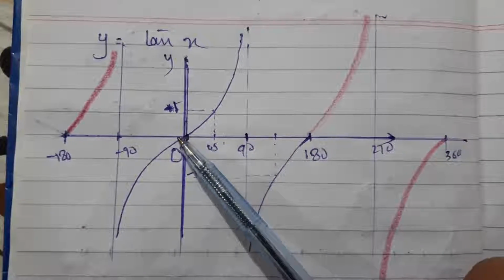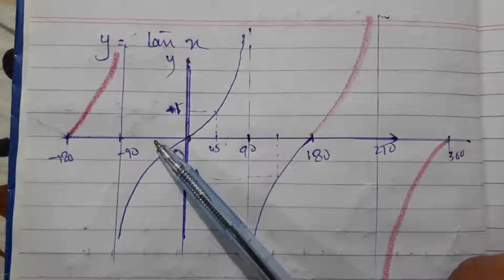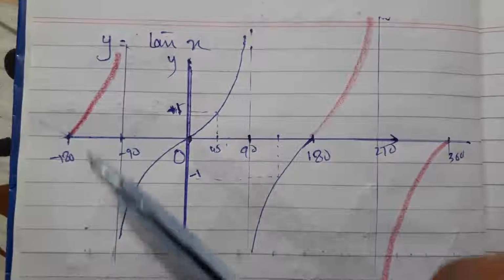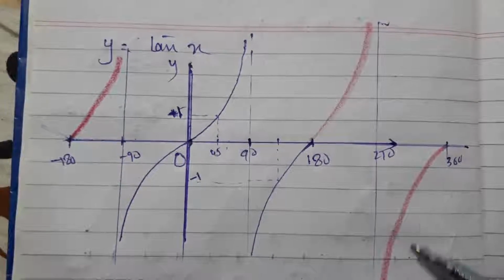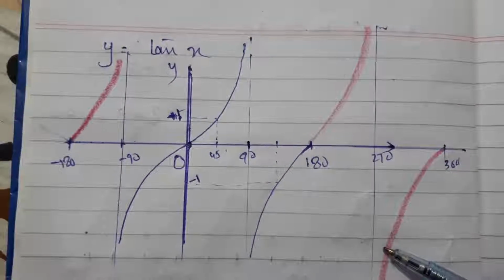Similarly here, if you substitute the values like tan minus 10, minus 20, minus 30, minus 40, you will see the values will keep decreasing. So this is how we are getting it. There is no maximum or minimum in the tan graph.